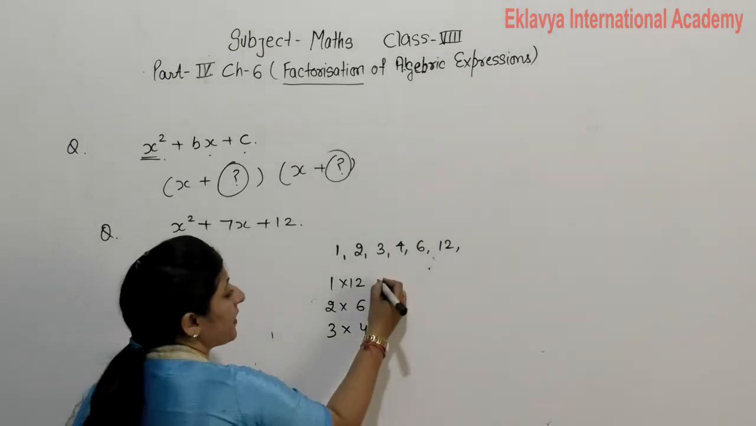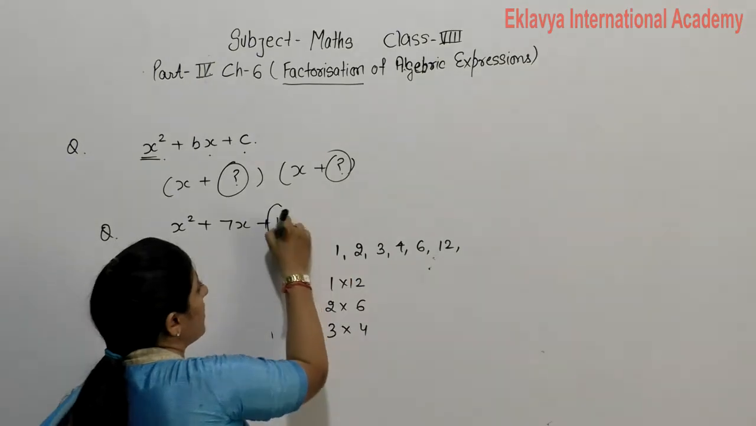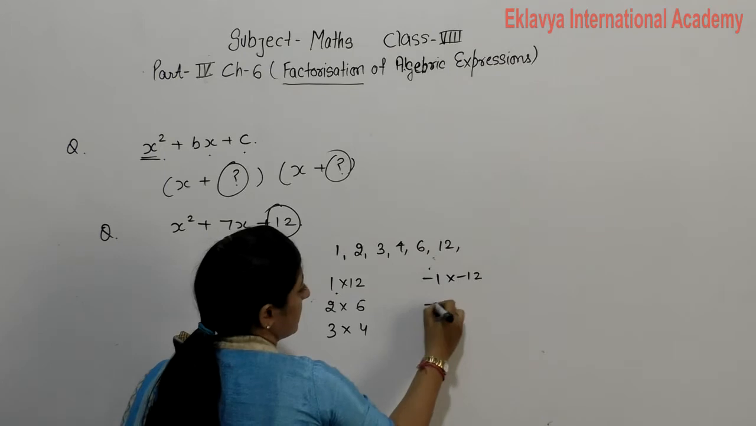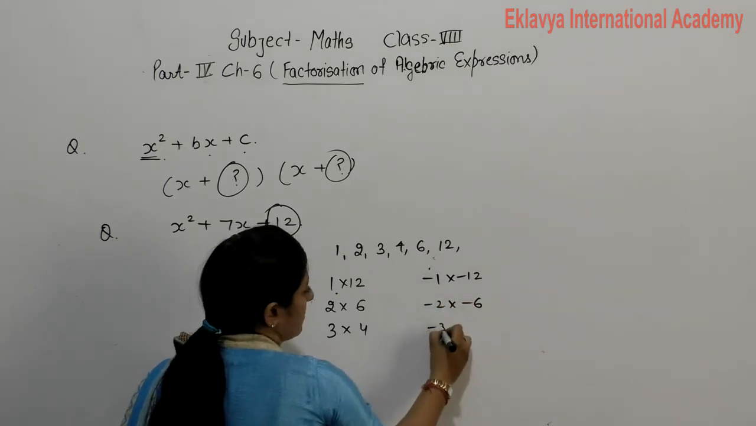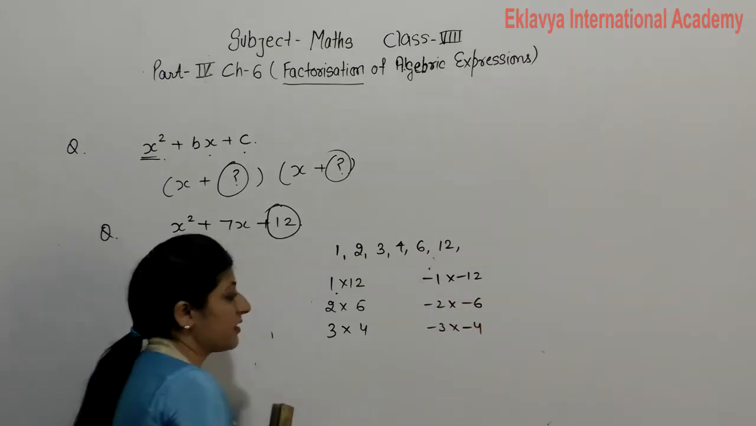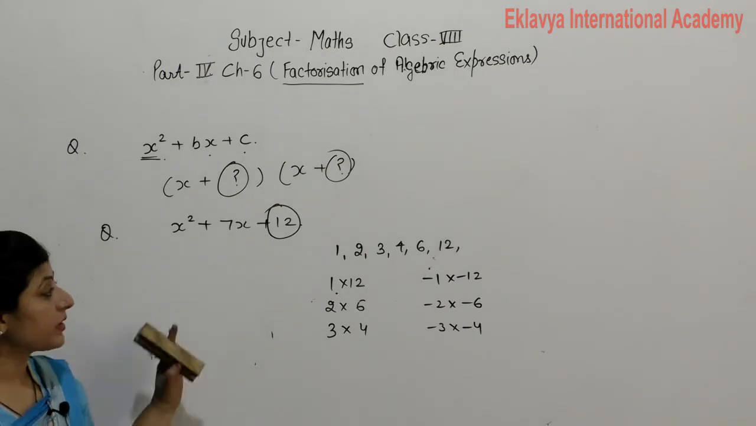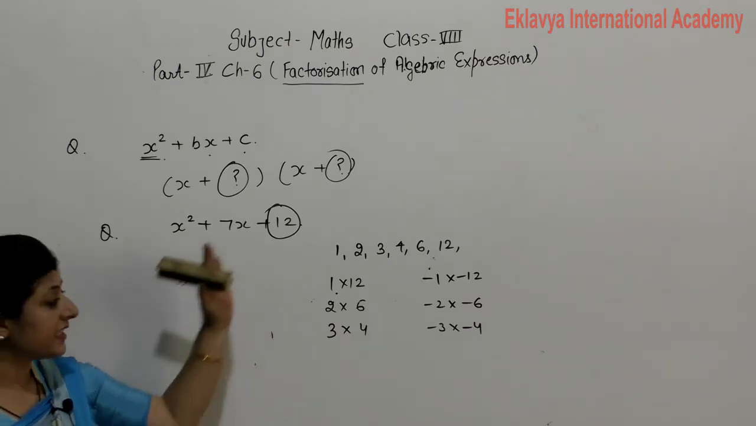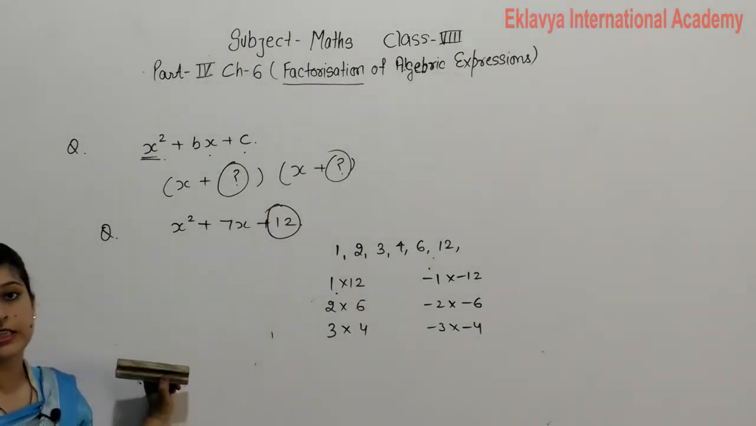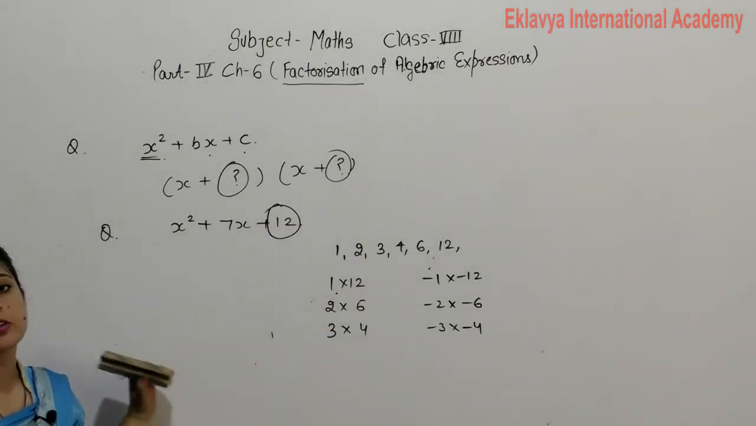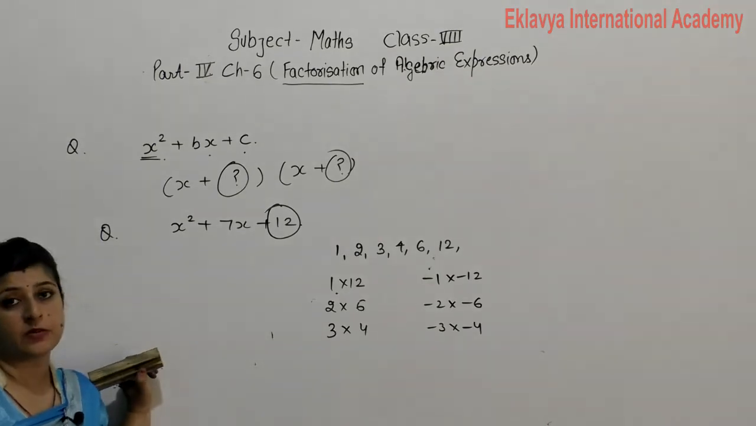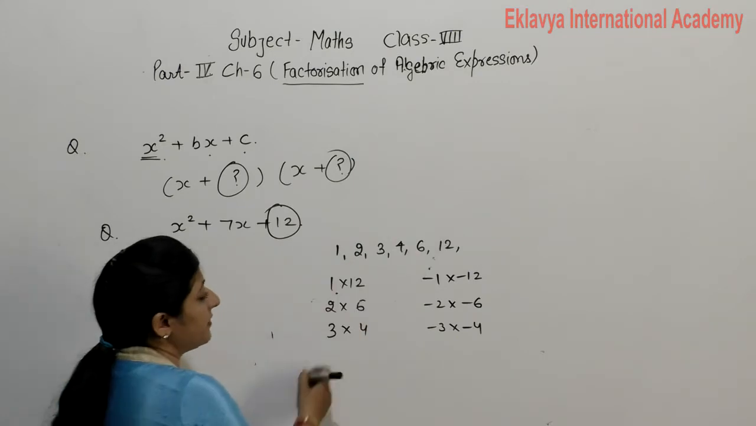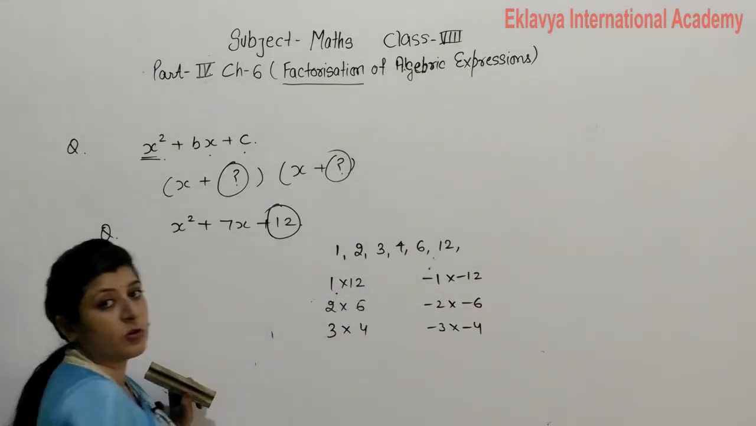Now see, we want plus 12. So maybe this one, or maybe this one. When you practice enough, then you can do it mentally. You can solve these questions mentally. Then there is no need to do all this. This is only for explanation because you are doing this type of question for the first time. Okay, now see, maybe this one or maybe this one we can follow.